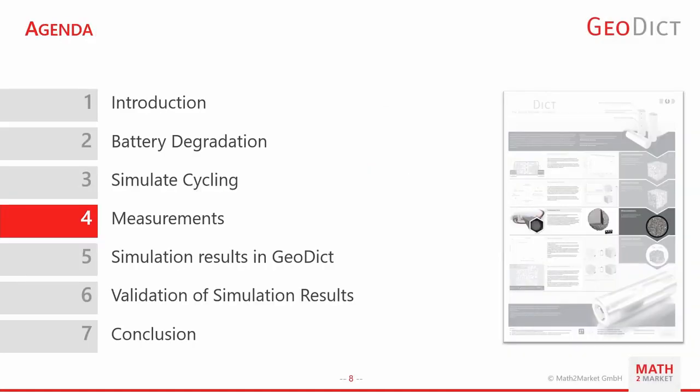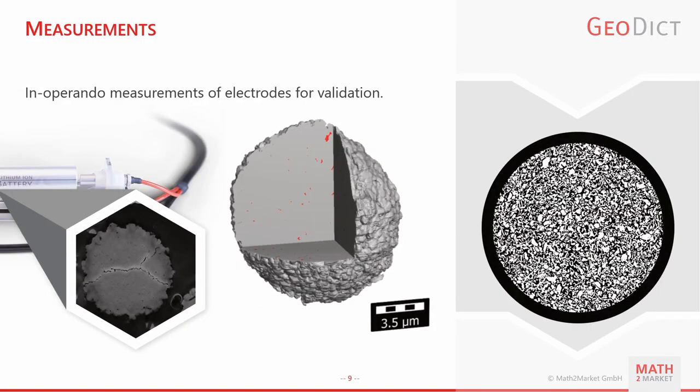Thanks to our cooperation with the group of Professor Wood at the ETH, we have the opportunity to validate our simulations with experimental data. The experimental data consists of two major parts. First, in operando X-ray tomography measurements of an NMC cathode and a graphite anode. The second part are electrochemical characterizations of the same materials. The combination of these measurements gives us the possibility to parameterize and validate the simulation.